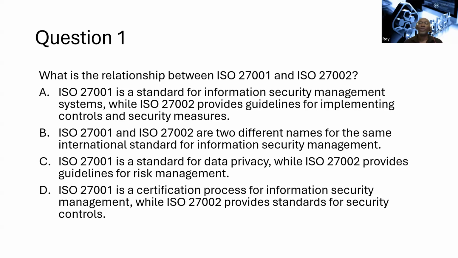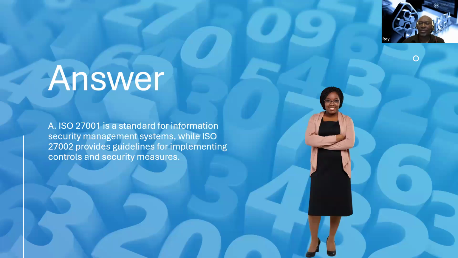Very good. So this is to basically enhance what we've said. We did talk about the relationship between 27001 and 27002, and indeed it is A. 27001 is a standard for information security management system, while 27002 provides guidelines for implementing controls and security measures. That's the difference. Annex A in 27001 reflects 27002. So the answer is A. Good, good. Well done.